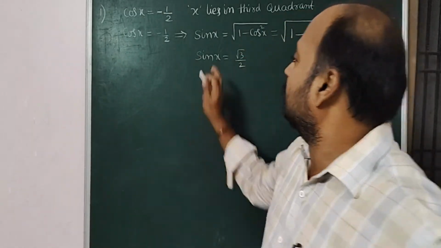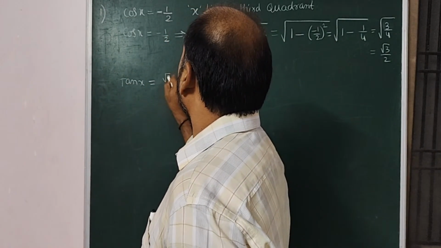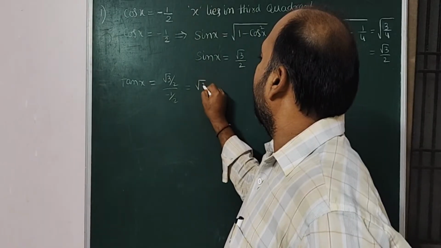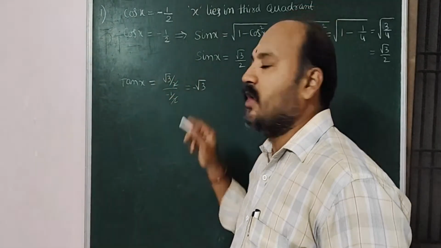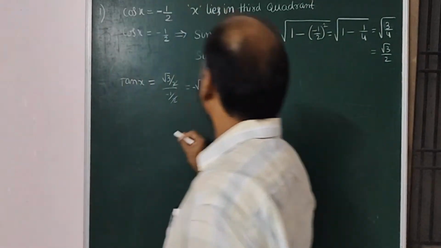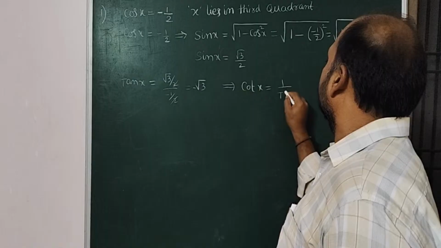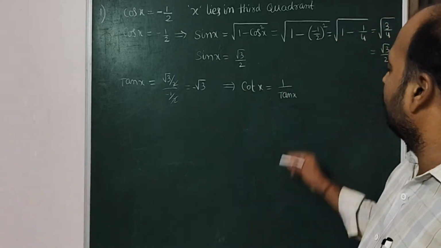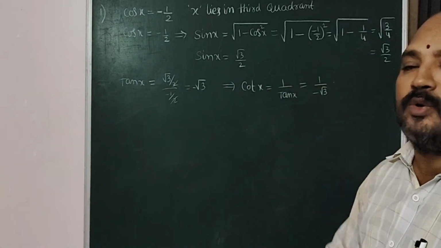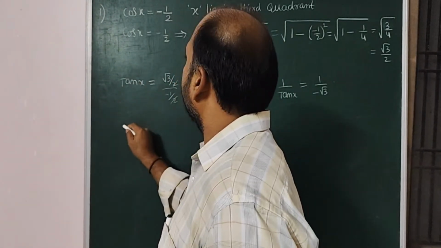Next, the other trigonometric ratio, sin by cos, tan x equals root 3 by 2 divided by minus 1 by 2, which is equal to minus root 3. Sin x by cos x, dear students, we are writing. Next, cot x is the reciprocal, cot x equal to 1 by tan x, 1 by minus root 3. So cot x is also minus 1 by root 3.